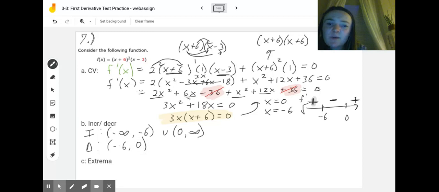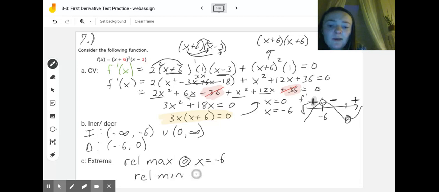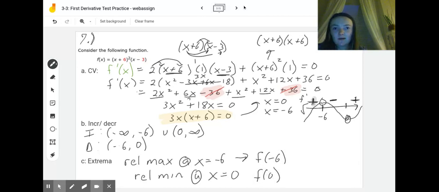So last thing I want to ask about min and max is, if I go from increasing to decreasing to increasing, I can see that there is a relative max at x is equal to negative 6, and that there is a relative min at x is equal to 0. And once again, if you want to find the y values, which I'm not sure if WebAssign asks for, you would find f of negative 6, and you would find f of 0. All right, let's go ahead on to the next question.